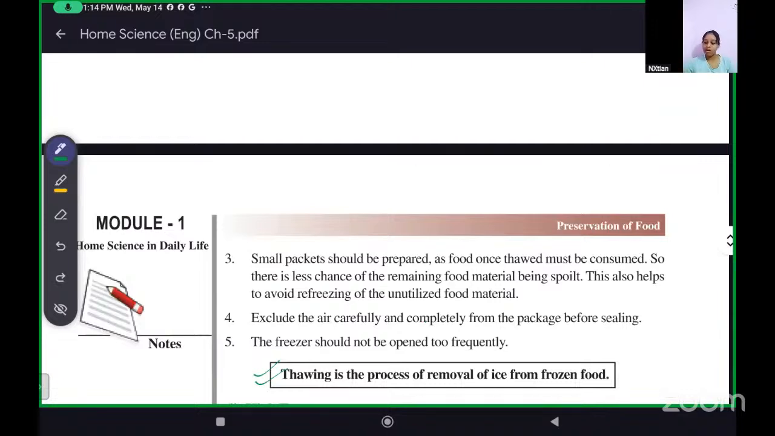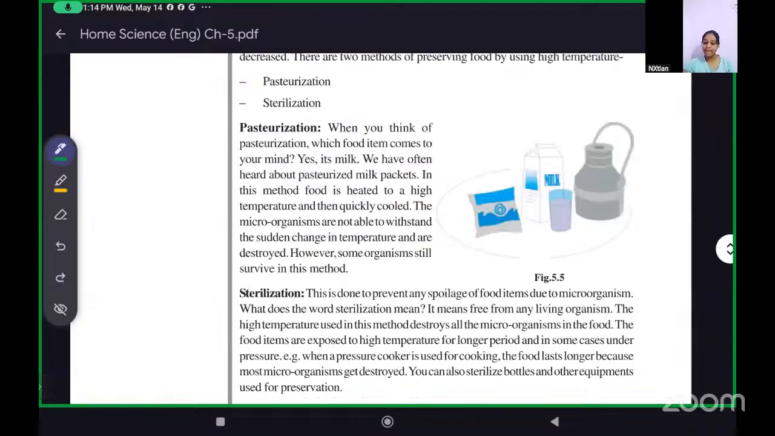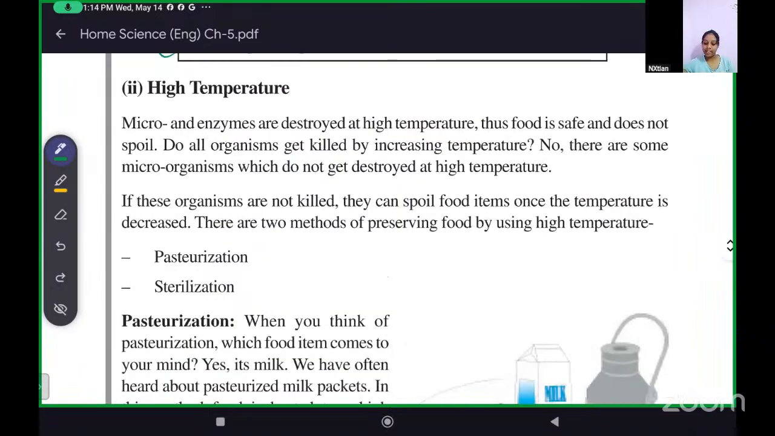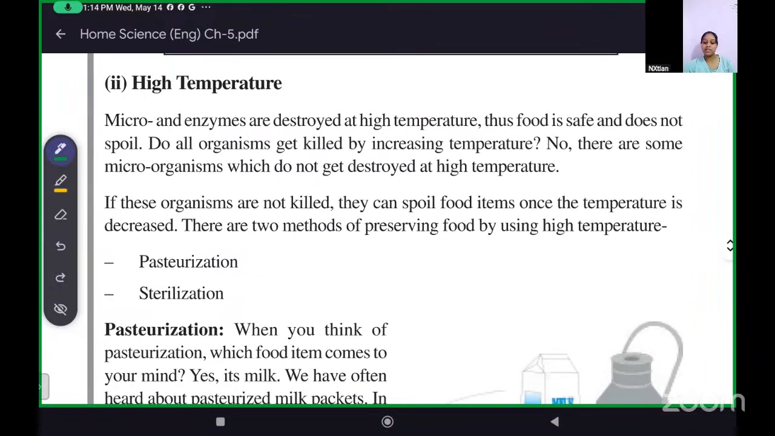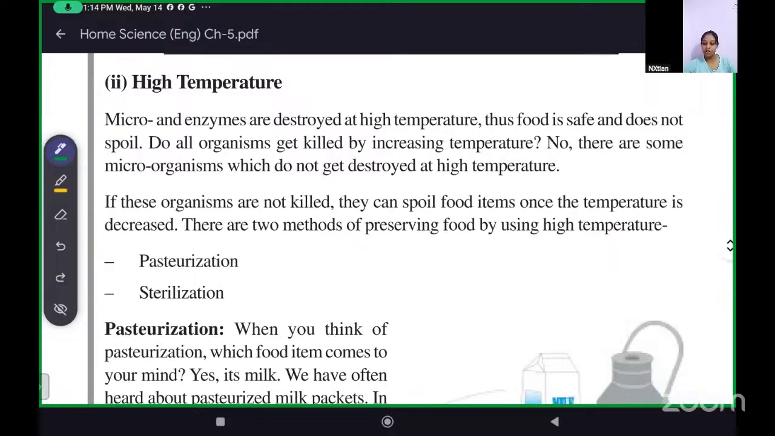Okay. So let's move on to high temperature. Microorganisms and enzymes are destroyed at high temperature. Thus, food is safe and does not spoil. Do all organisms get killed by increasing temperature? No. There are some microorganisms which do not get destroyed at a high temperature. If these organisms are not killed, they can spoil food items once the temperature is decreased.